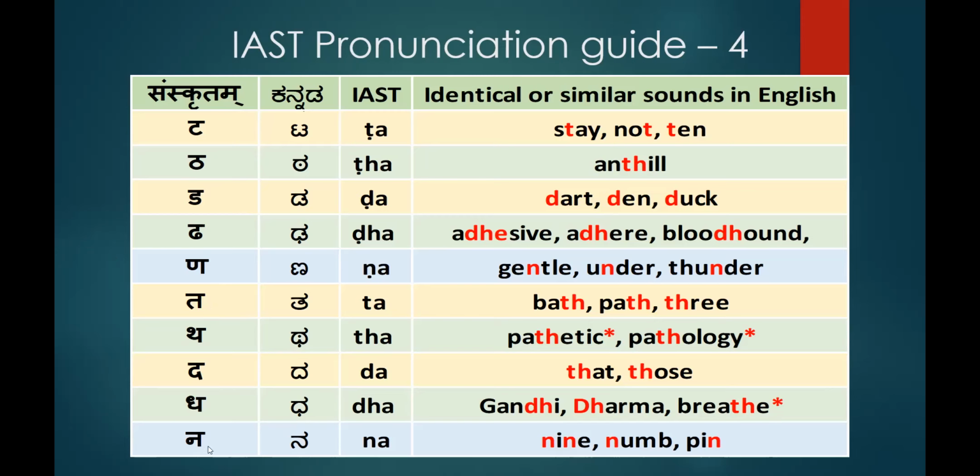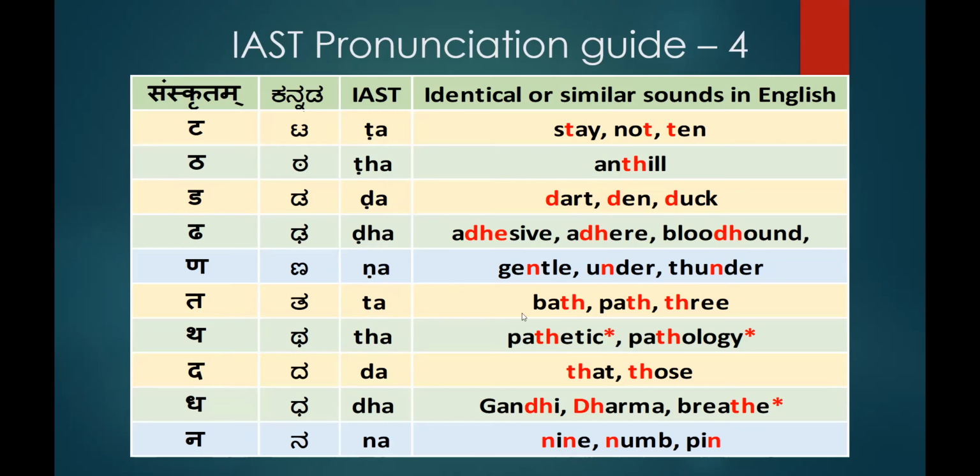Next series is ta, tha, da, dha, na. Here, all the five sounds are produced where the tongue is touching right behind the upper teeth. So you can try that out. They are using the same alphabets, T-A, T-H-A, D-A, D-H-A and N-A, but they don't have a dot below. That is the differentiating factor between these two.